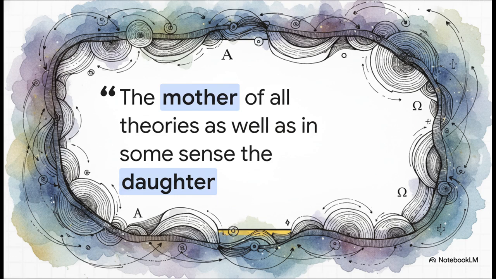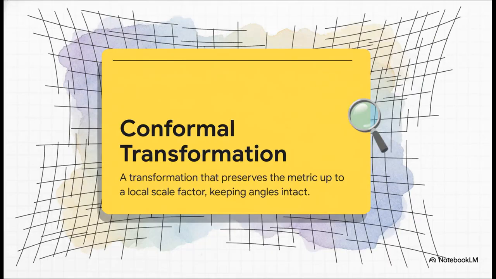But okay, before we get too deep into why that is, we need to nail down what the word conformal actually means. So, the crucial point is this. A conformal transformation is one that preserves the metric of space-time, but, and this is a big but, only up to a local scale factor. Mathematically speaking, the new metric is just the old metric multiplied by a factor, which we usually write as e to the power of 2 phi.